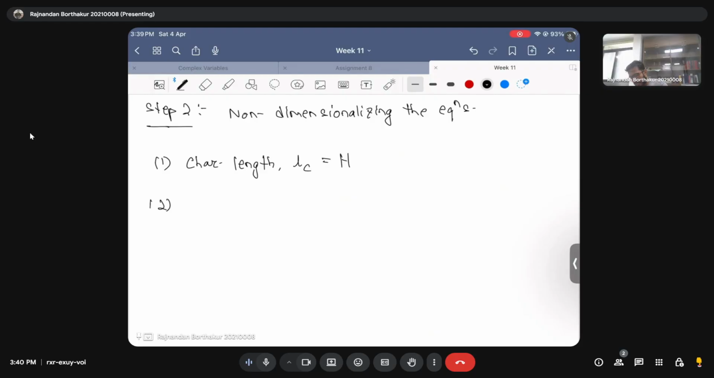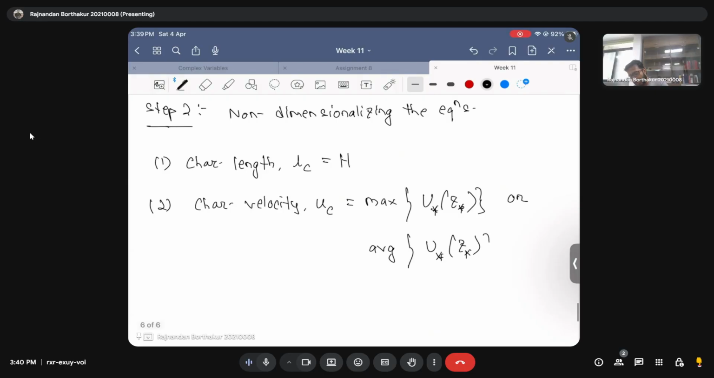Now the velocity scale, or basically the characteristic velocity, we will call UC. What are the possible choices of this characteristic velocity? Given the base flow is known, we can either choose the maximum of the base flow profile, the maximum of U star of z star, or the average of U star of z star as my characteristic velocity, and either of these two is perfectly fine.